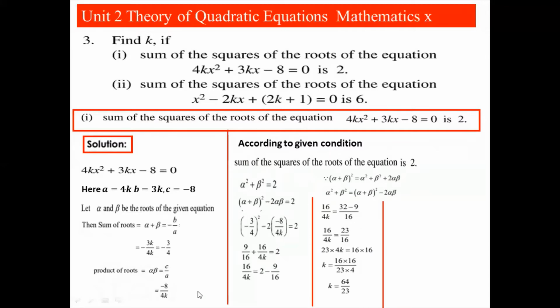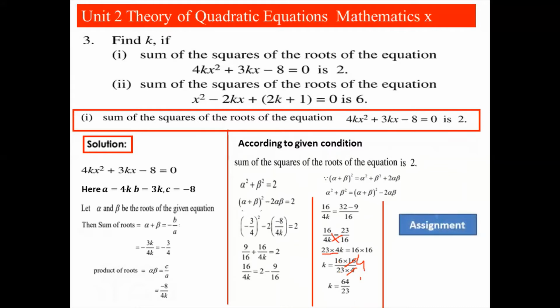So by cross multiplication, just you have to do cross multiplication. So this multiplied with this. So 23 times 4k is equal to 16 multiplied by 16. Now dividing both sides by 23 multiplied by 4, we can cancel out this 4 with the 4. So 1 times 4 and 4 times 16, that is 64, and 64 by 23. So this is the required value of k.